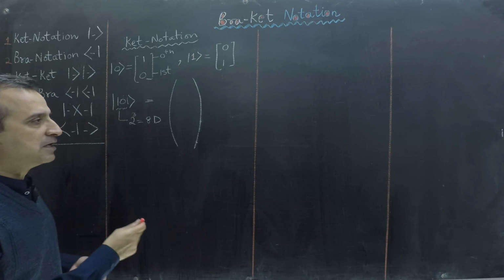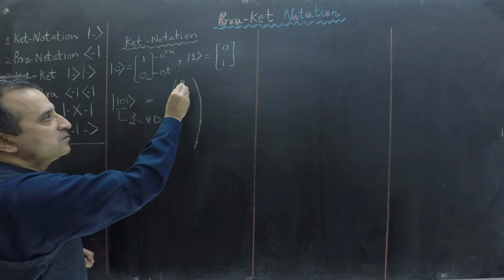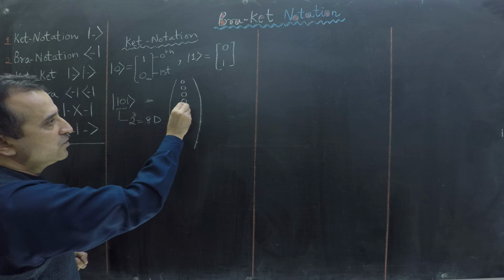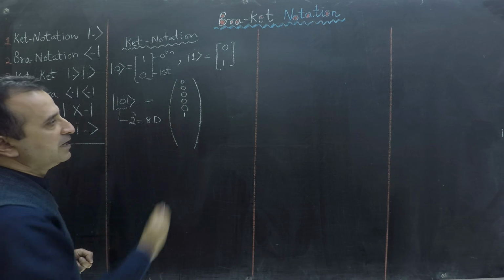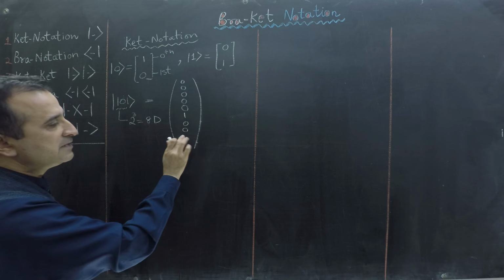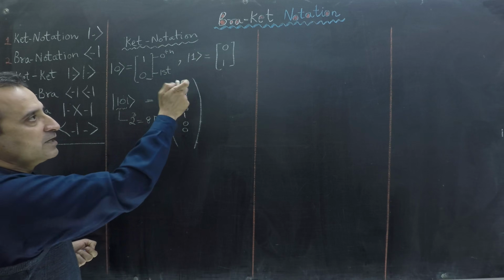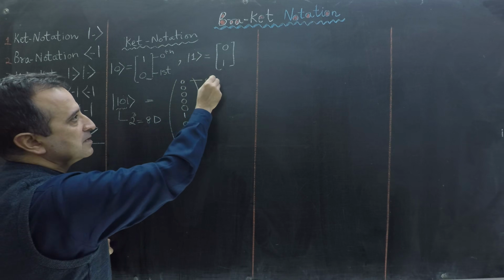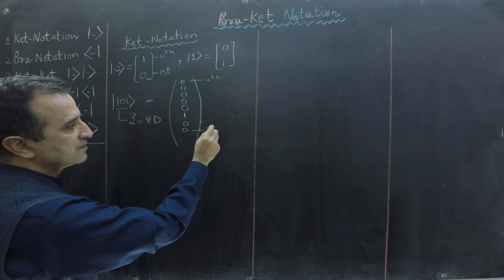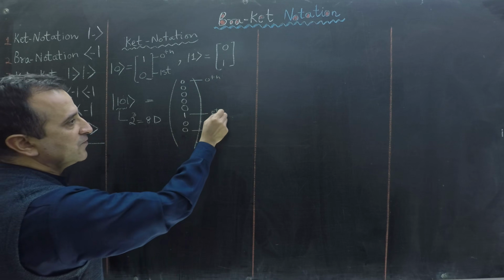We know that we have to start counting from 0. So the 0th location will have 0, first location will have 0, second location will have 0, third will have 0, fourth will have 0, fifth will have 1. 6th will have 0, 7th will have 0. That's it. We don't have 8th location because we have started counting from the 0th location. So this was our 0th location and it has 8 elements. So this will be our 7th location and the 5th location has 1 in it.